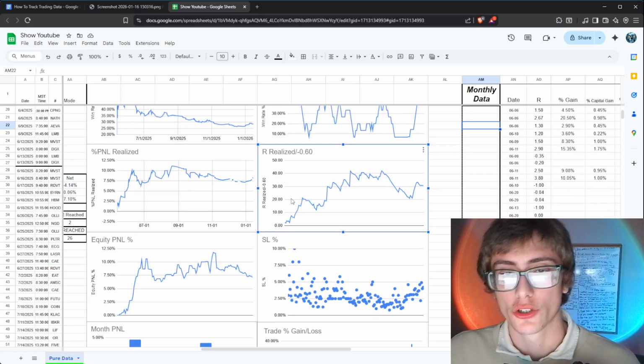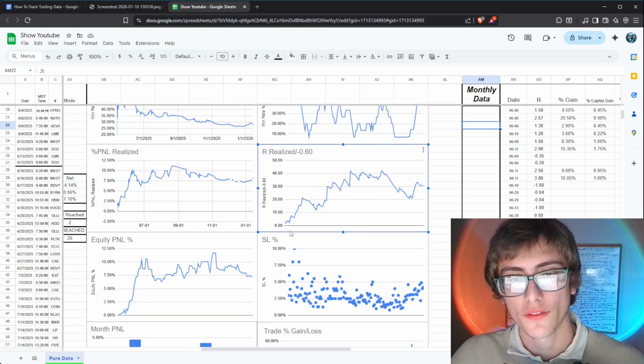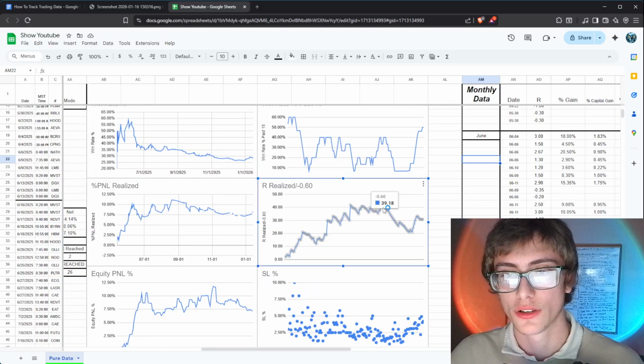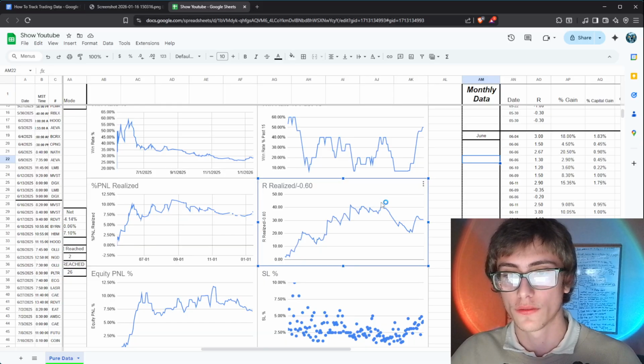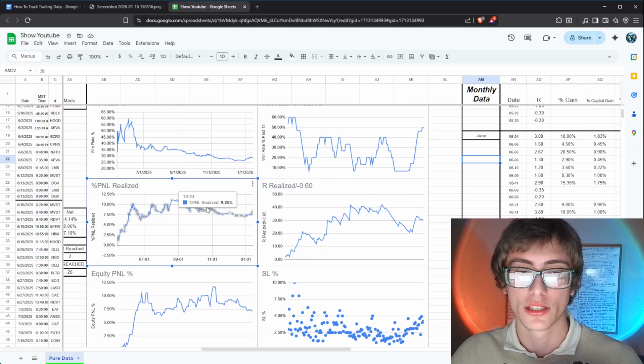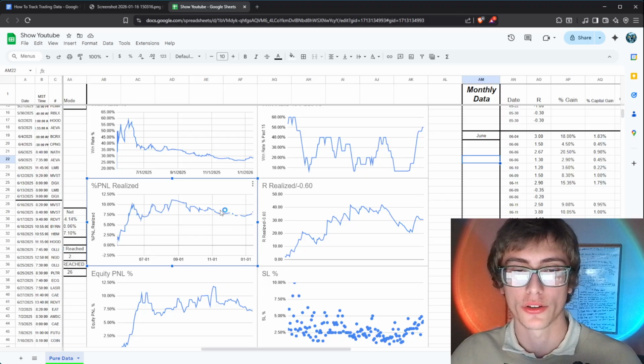So here are some more fun charts, R realized, so kind of like P&L, but much different. So here's a fun one. You can see from here to here, my R has dropped 20 points very quickly, but due to my small sizing, that 20 R was only -2% or so.